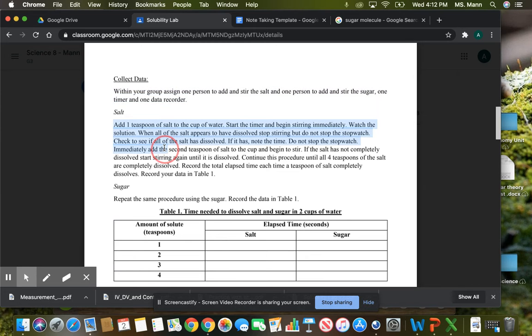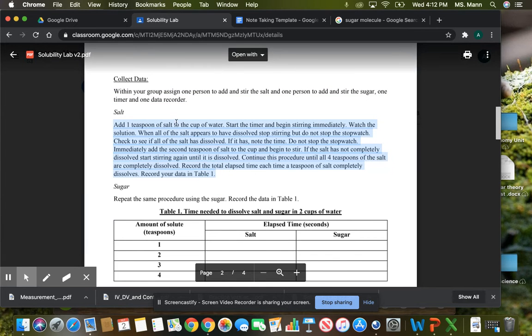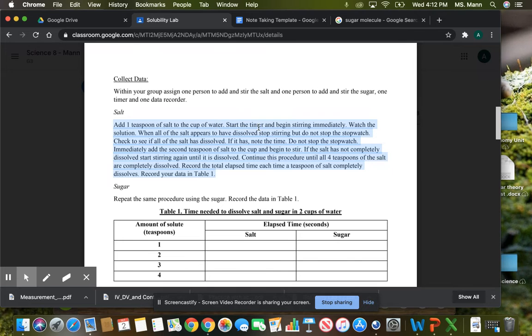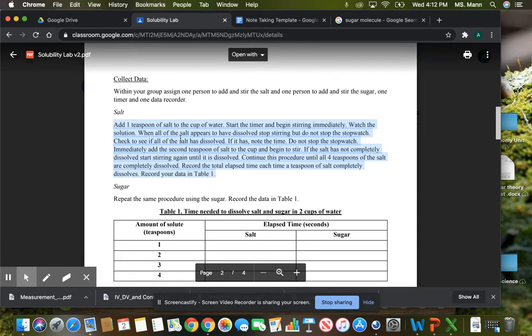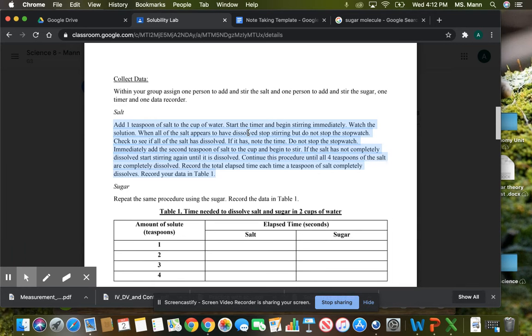Salt. Here is what you're going to do. You're going to add 1 teaspoon of salt to the cup of water. Start the timer and begin stirring immediately. Do not wait. Just keep stirring. Just start stirring. Watch the solution. When all of the salt appears to have dissolved, stop stirring, but do not stop the stopwatch, right? You need to let that stopwatch keep going.